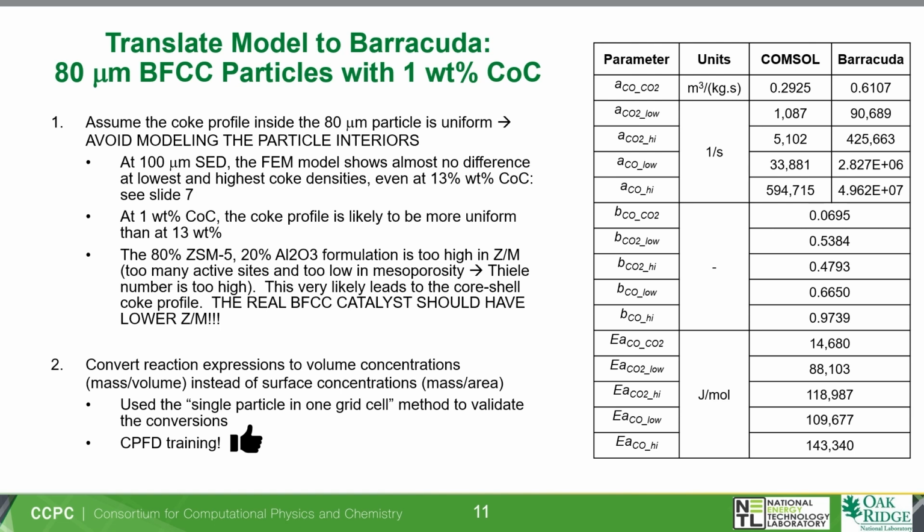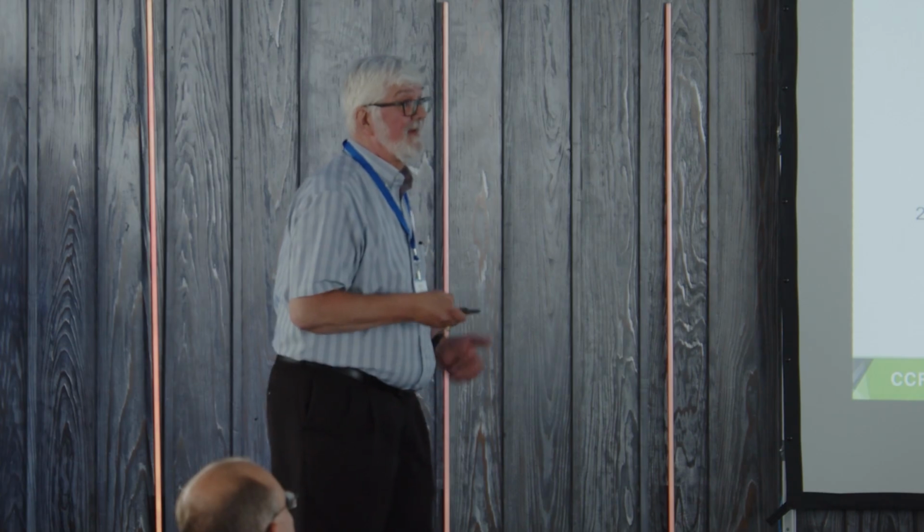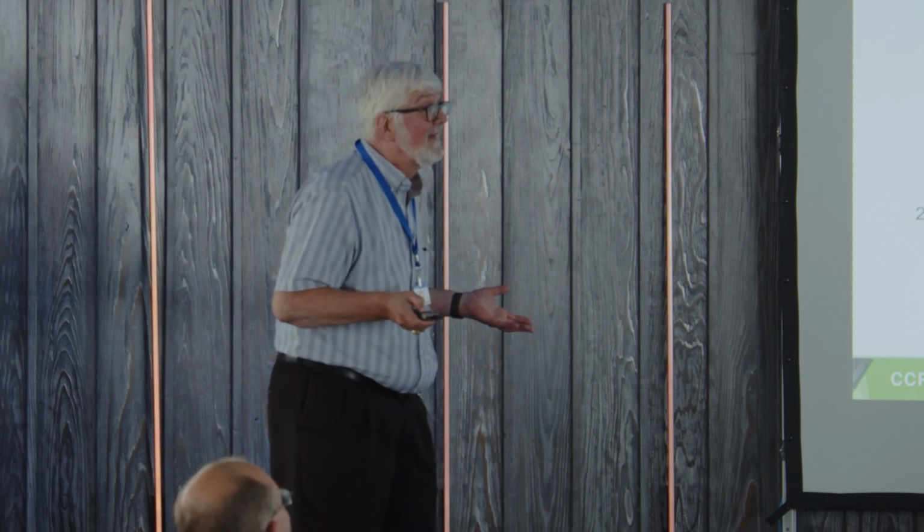So here's the translation that we made. And it's just in the rate constant parameters, okay? The exponents don't need to be changed. The activation energies don't need to be changed. Just those rate constant parameters need to be changed, and essentially by a constant, all right?